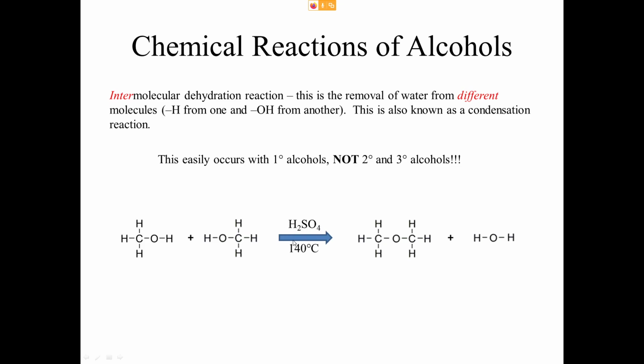But it must be 140 degrees, right? Not very high at 180, but low at 140, relatively low, and primary. And I get this ether formation, right? We said, what was this thing? It connects the two together. It forms this ROR arrangement, right? We didn't get that with intramolecular dehydration. We only got it with intermolecular dehydration. So what is this ether thing?